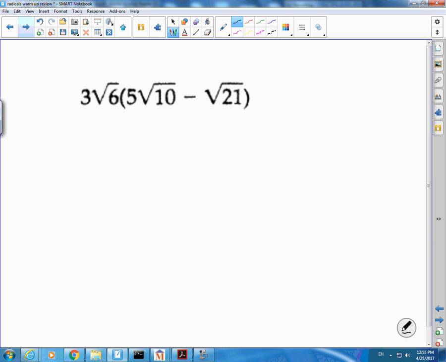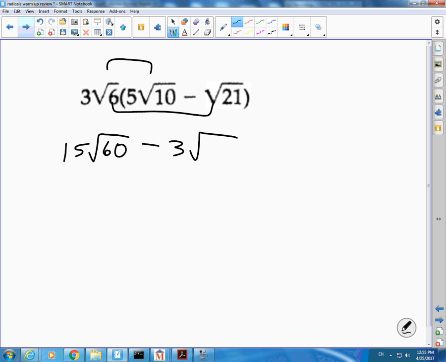Now on to working with radicals. All right, if we multiply these two guys out, we're going to get 15 root 60. Distributing that one, you're going to get minus 3 root 21 times 6 is 126. Better double check my mental math on that.